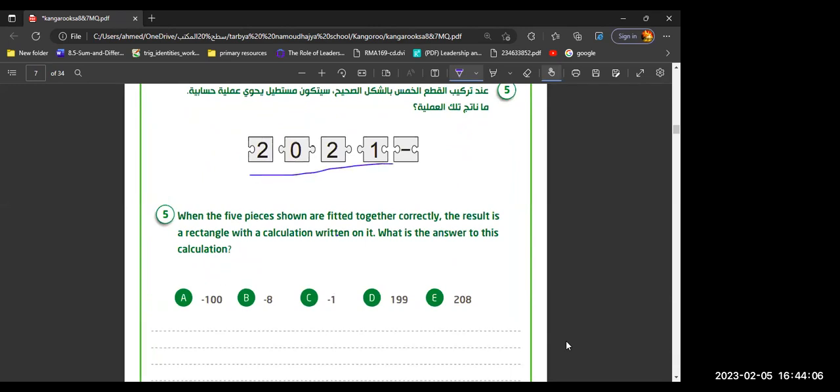We need a rectangle. And how many numbers do we have here? 4 numbers and a sign. So we need 5 boxes. Okay, we need 5 boxes.